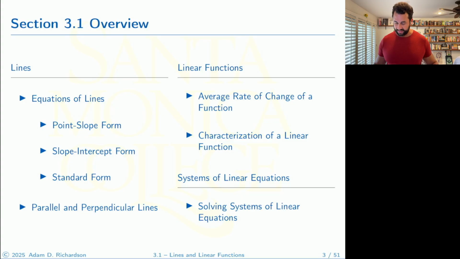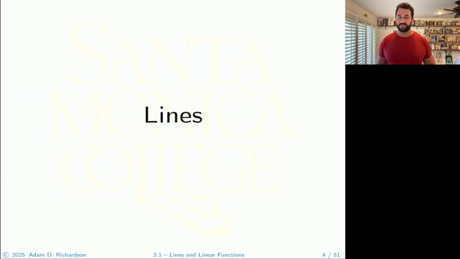All right? Okay, now that the overview has been discussed, let's talk about lines. There we go. Let's talk about lines first and foremost.